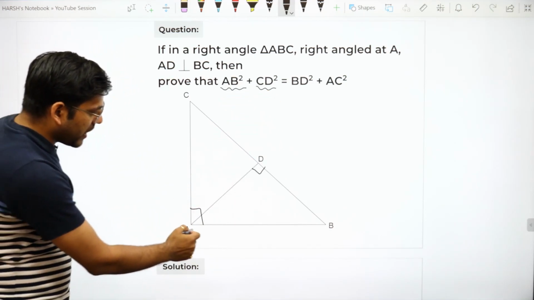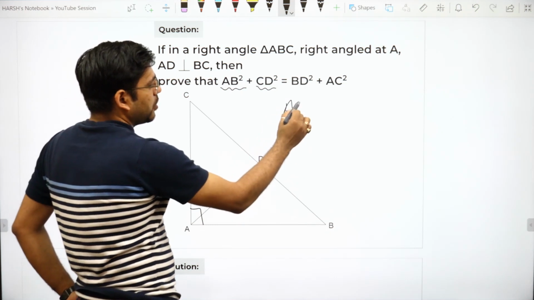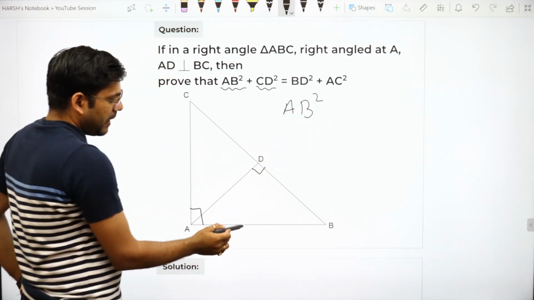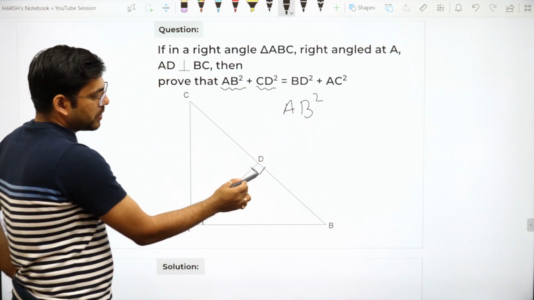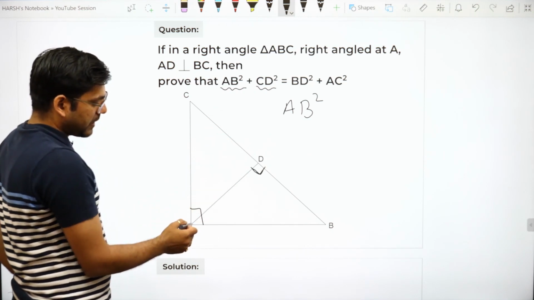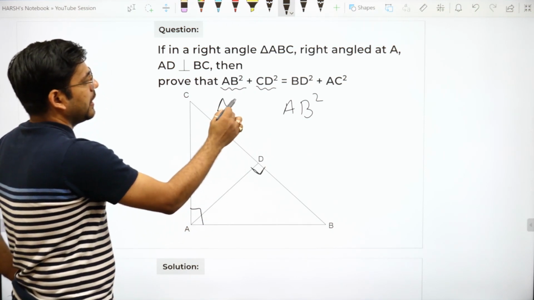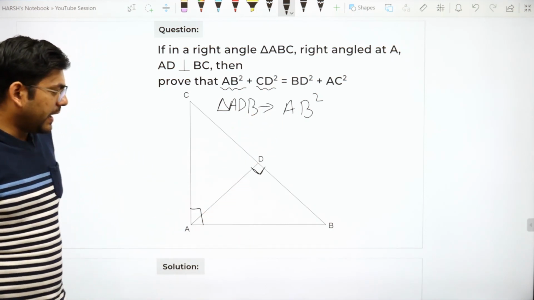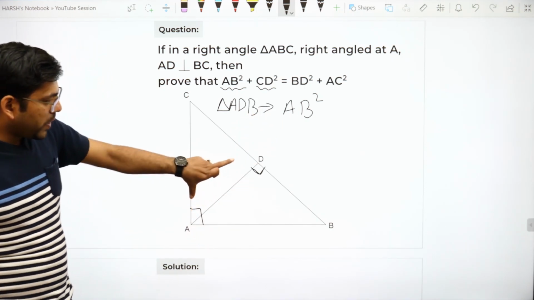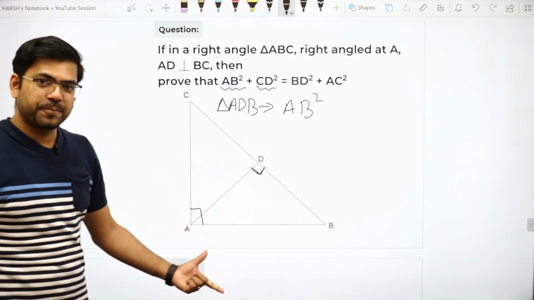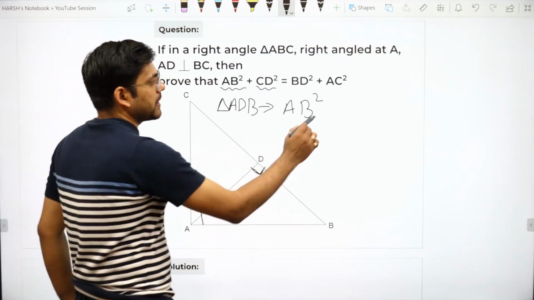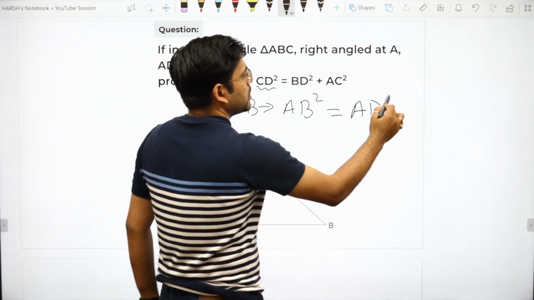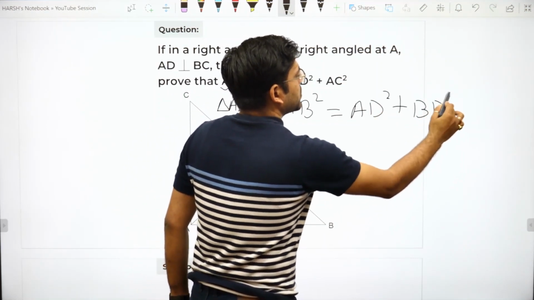Now if I talk about AB square, I'll write the value of AB square. AB square is the hypotenuse for this triangle. I am taking triangle ADB. In triangle ADB, I'll write AB square is equal to AD square plus BD square, isn't it? Using Pythagoras, AB square is equal to AD square plus BD square.